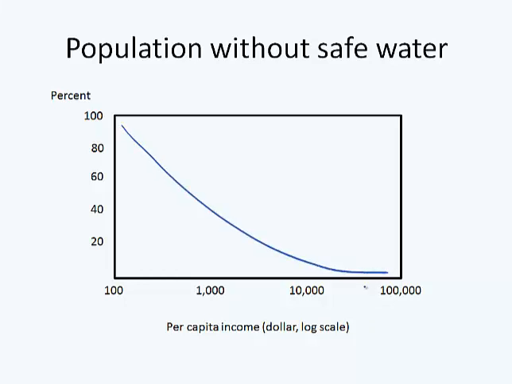Meaning as we get richer, we're willing to pay more for safe water. So if we are quite poor, we have a high percentage of the population that's without safe water, and as we get richer, we have a lower and lower percentage of the population that's without safe water.